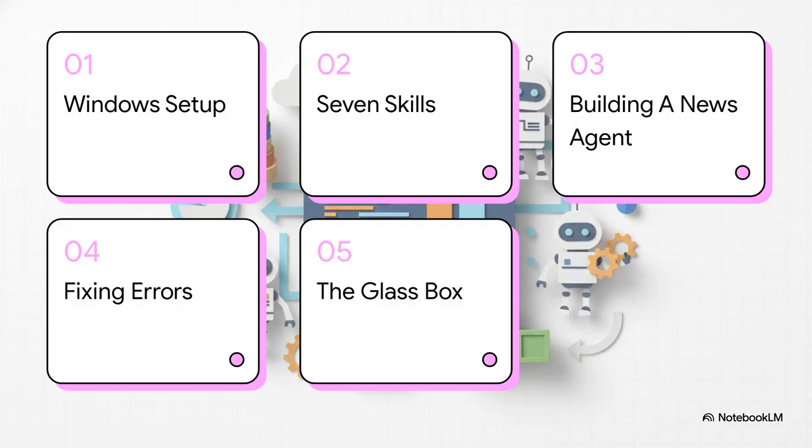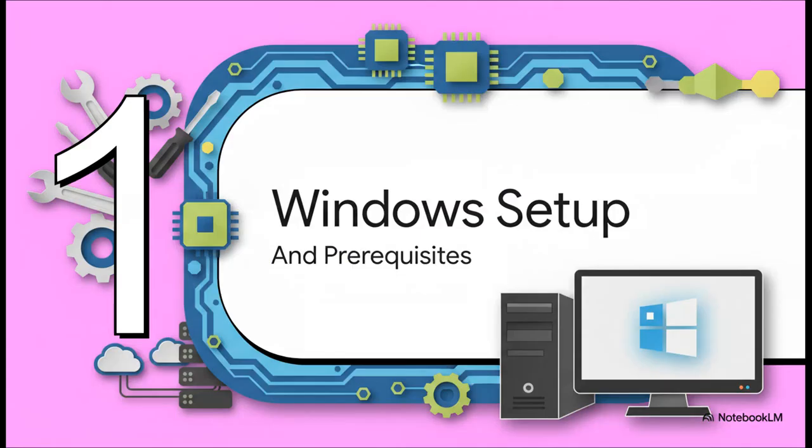Okay, so here's our quick roadmap for today. We'll start with Windows setup and prerequisites. Then, we'll dive into the 7 skills replacing manual code, followed by actually building a news agent step by step. After that, we'll look at fixing some common errors. And finally, we'll explore the glass box advantage. Let's kick things off with Section 1, Windows Setup and Prerequisites.